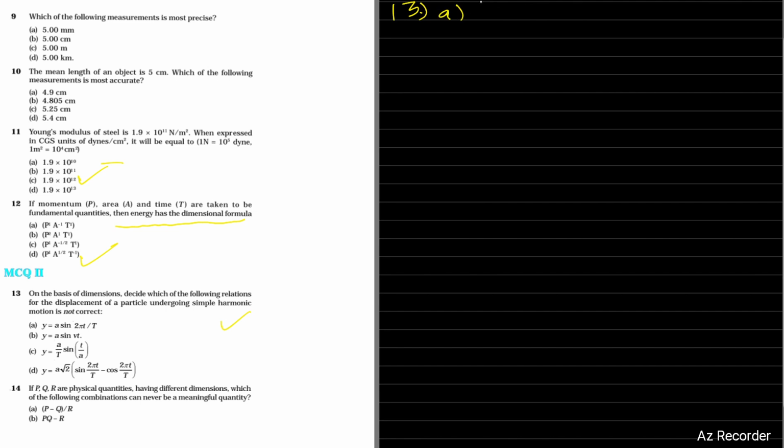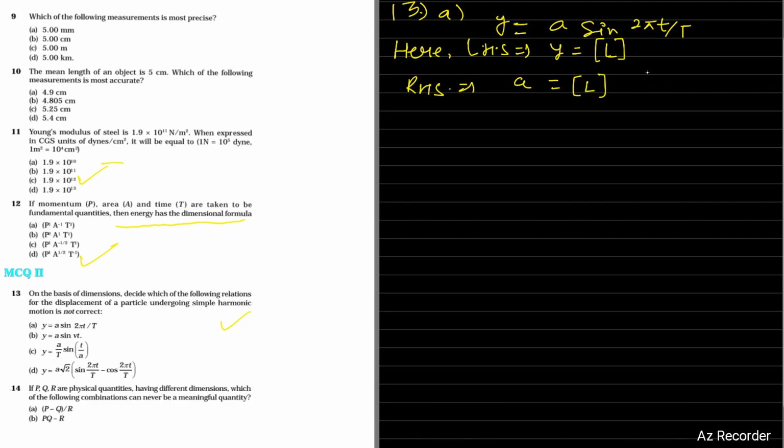So option A. Y is equal to A sine 2 pi t by T. Okay, here LHS, Y equals L because it is simply distance, and RHS, A is simply also length, and the angle is simply a constant, and this is t upon T, simply t raised to power 0, means 1. So we can easily see that this is L, this is L, both are the same.